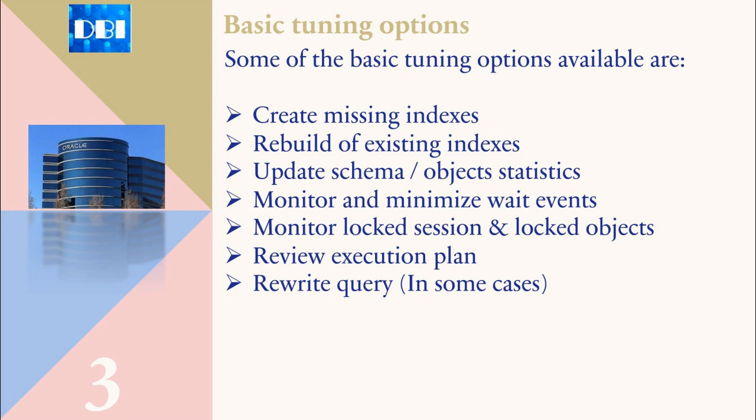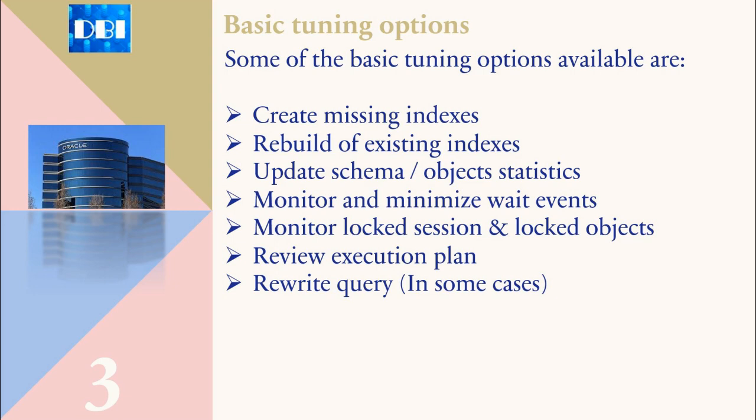Update schema or object statistics. If stats are out of date, the CBO might use the wrong index, resulting in poor performance. Monitor and minimize wait events. Minimize the waits as much as possible. Monitor locked sessions and locked objects. Locks can halt the application. There are ways to control locks. Some deadlocks may require a session kill.